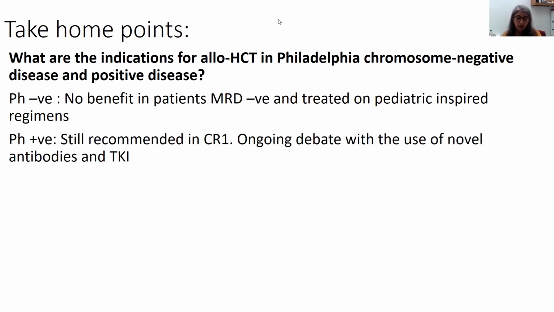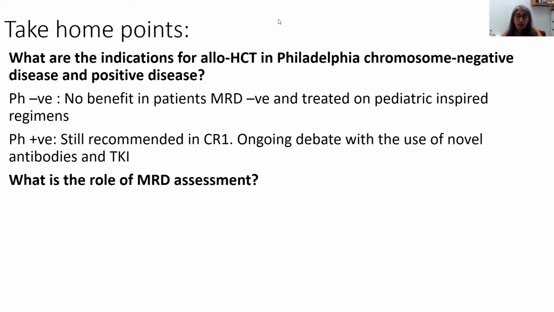For Philadelphia positive, I would still probably recommend transplant in CR1. Obviously the ongoing debate is, how do you incorporate these novel antibodies and the new third generation TKIs such as ponatinib? Would you still need transplant if somebody is MRD negative when you're using the newer drugs? That is something that we can debate on further.